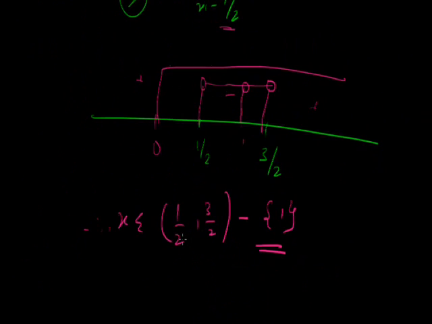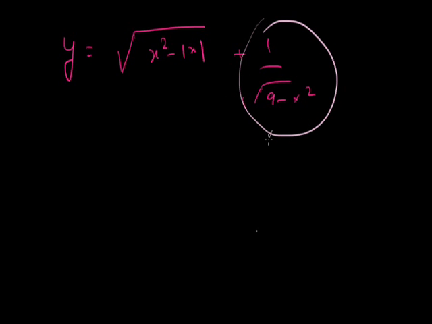Got it? Now the next problem: y equal to under root of (x square minus mod x) plus 1 upon under root of (9 minus x square). This was the problem. We need to find the domain. Again, it's a combination of two functions. Let's find the domain of the function 1 upon under root of 9 minus x square.